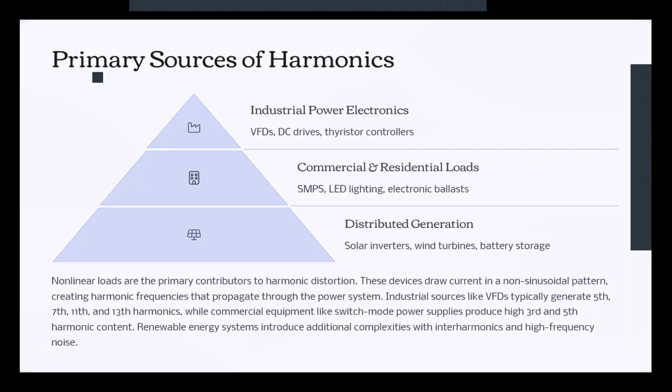Now, we said that we have some primary sources of harmonics. One would be industrial power electronics like variable frequency drives, DC drives and thyristor controllers, which are a major source of harmonics. Commercial and residential loads like switch mode power supplies, LED lighting, and electronic ballasts also contribute to this harmonic distortion. Distributed generation systems like solar inverters, wind turbines and battery storage add some complexity by producing harmonics and also interharmonics to the system.